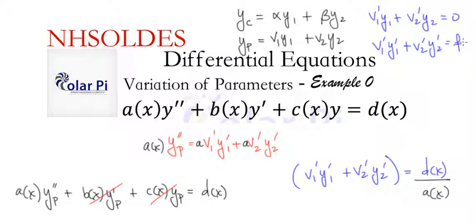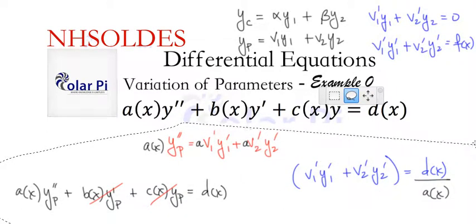Equals f of x, right? Now, I told you f of x is that, which is always the right side of the equation in your problem if y double prime has a coefficient of 1. All right. Anyway, I've said enough about that.